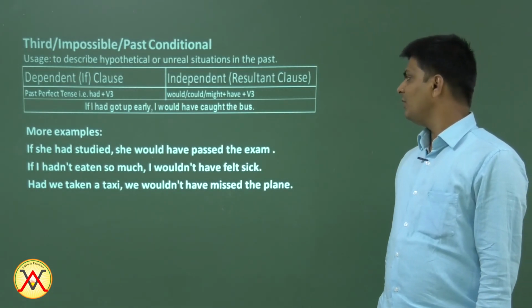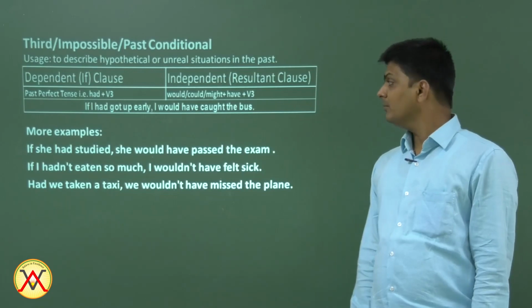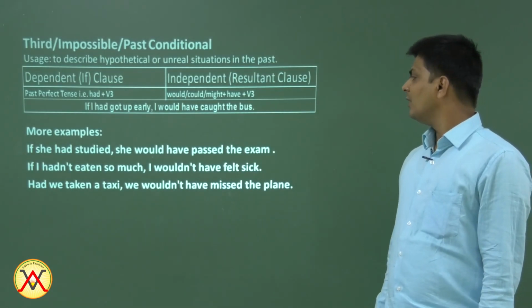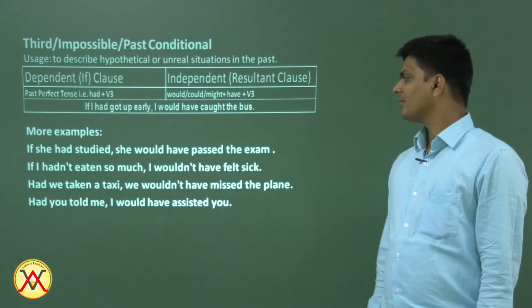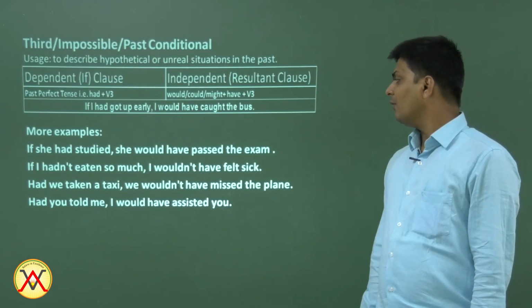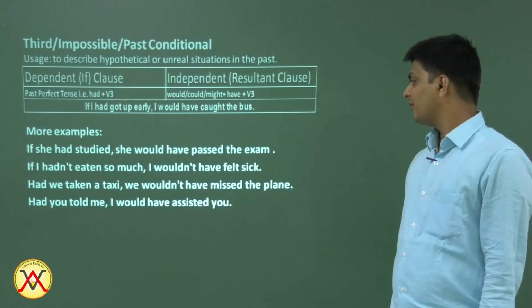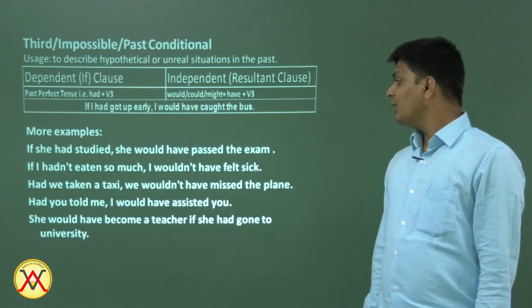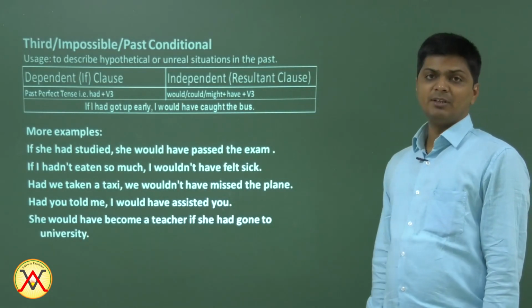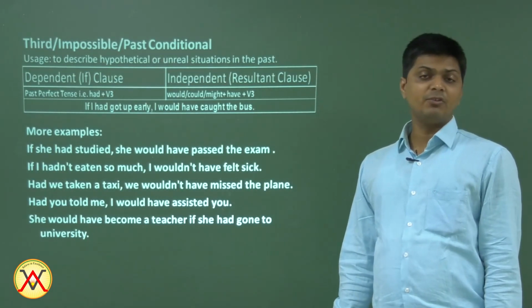Had she studied, she would have passed the exam. In the second one, had I not eaten so much, I wouldn't have felt sick. Had you told me, I would have assisted you. It means if you had told me, I would have assisted you. She would have become a teacher if she had gone to university, but the fact is she did not go to university in the past.